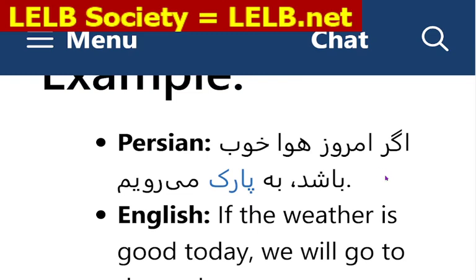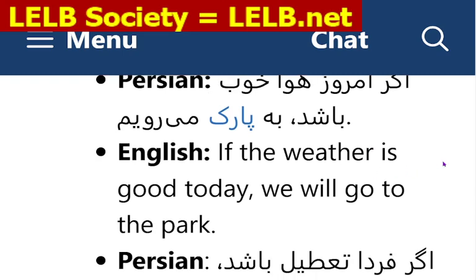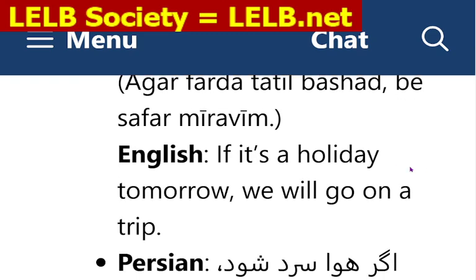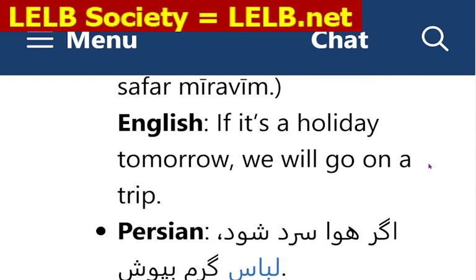اگر امروز هوا خوب باشد به پارک می رویم. In English, if the weather is good today, we will go to the park. Another example, اگر فردا تعطیل باشد به سفر می رویم. And if it is a holiday tomorrow, we will go on a trip.